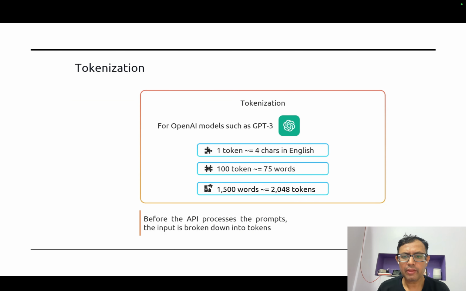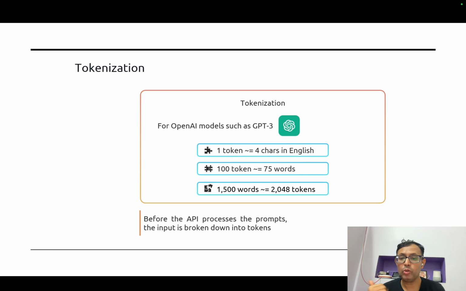Now let's see. I think I have told you this, but let me read it again. One token is nothing but about 4 characters in English. Just assume this much. What is a token? One token is approximately 4 characters in English, and 100 tokens is approximately 75 words.